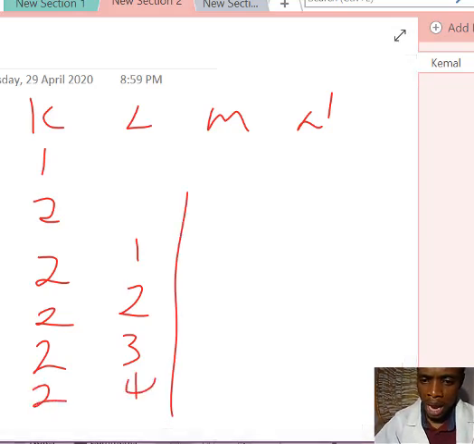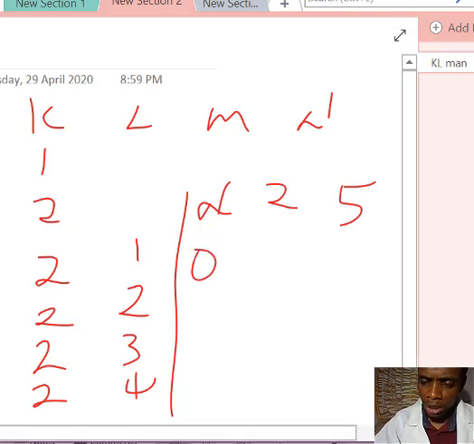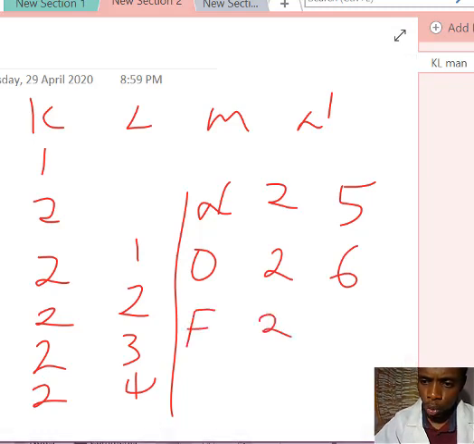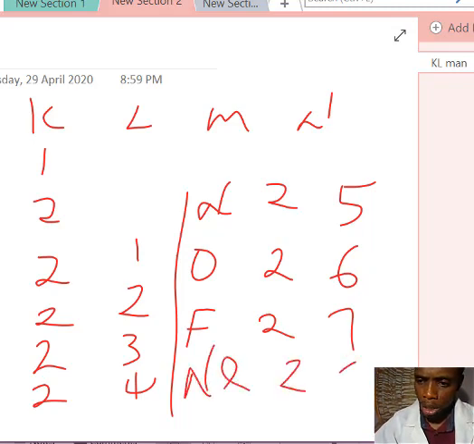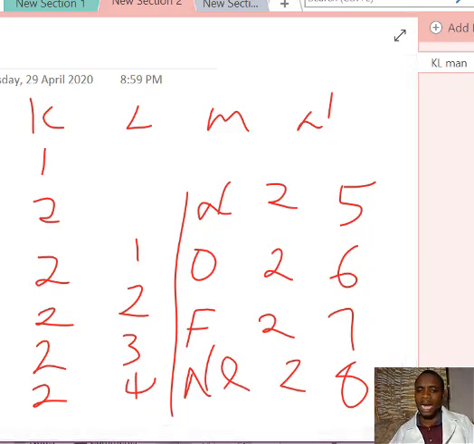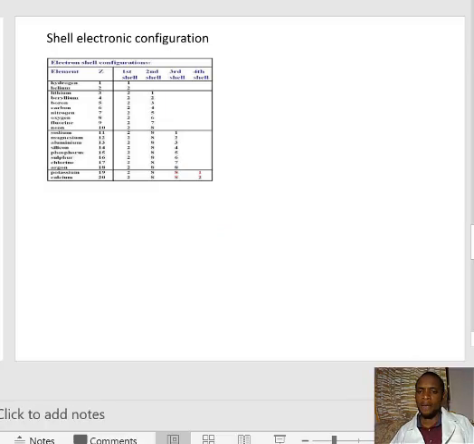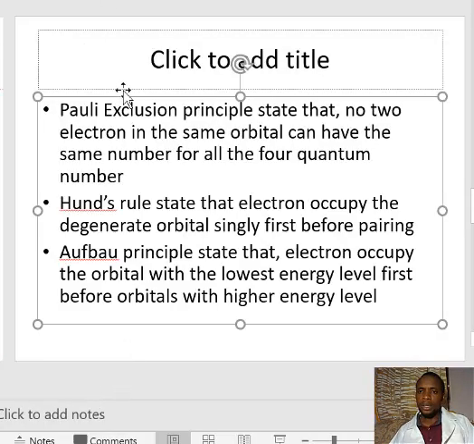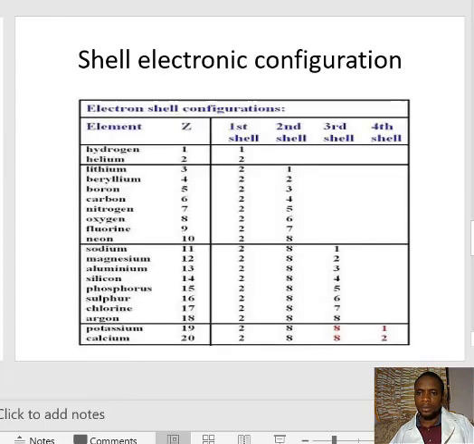After carbon, we have nitrogen. That will be 2, 5. After nitrogen, we have oxygen. That will be 2, 6. After oxygen, you have fluorine. That will be 2, 7. After fluorine, you have neon. That will be 2, 8. So if you look at it, that is what we have here on our page.